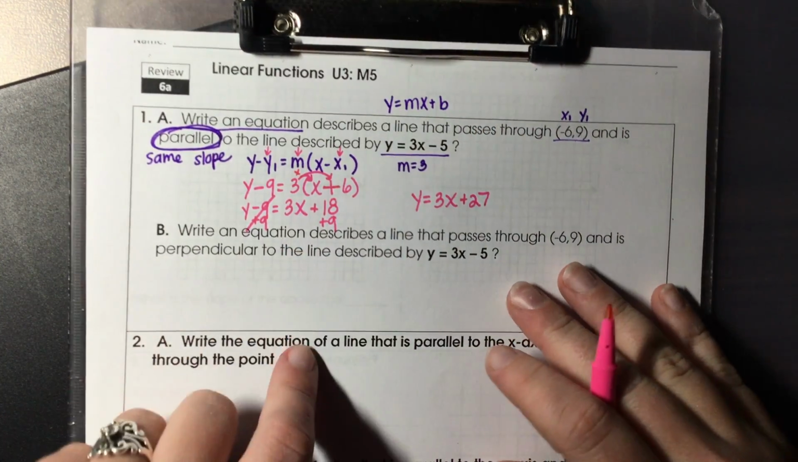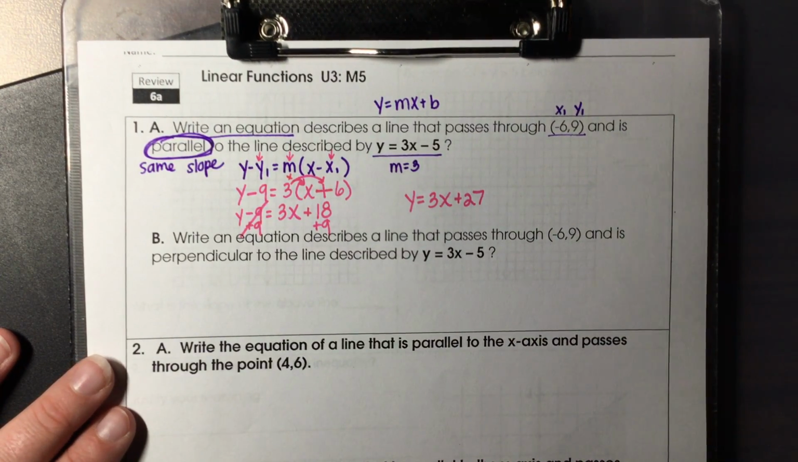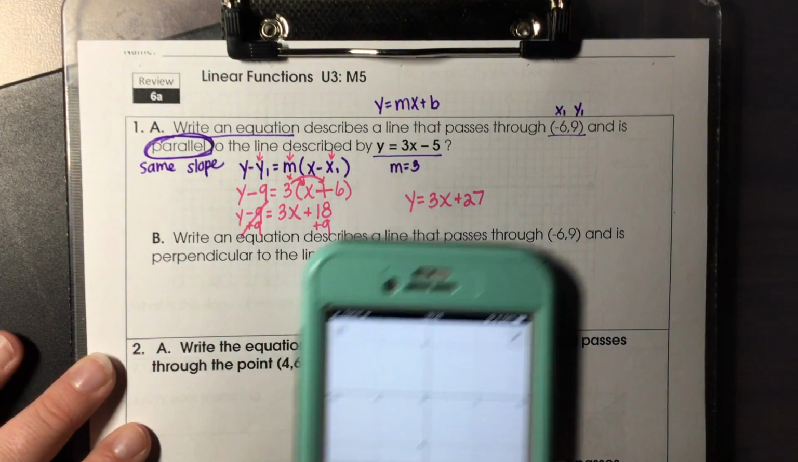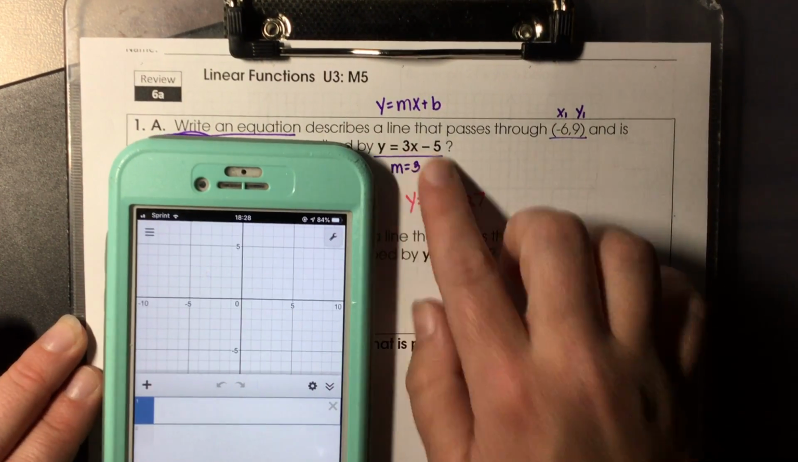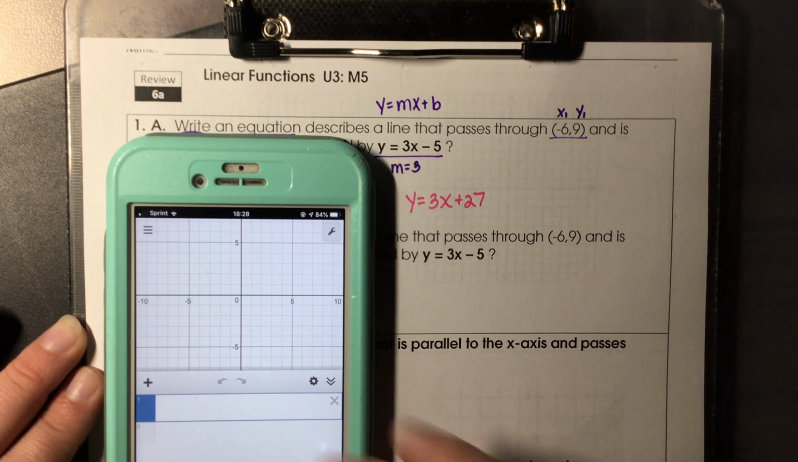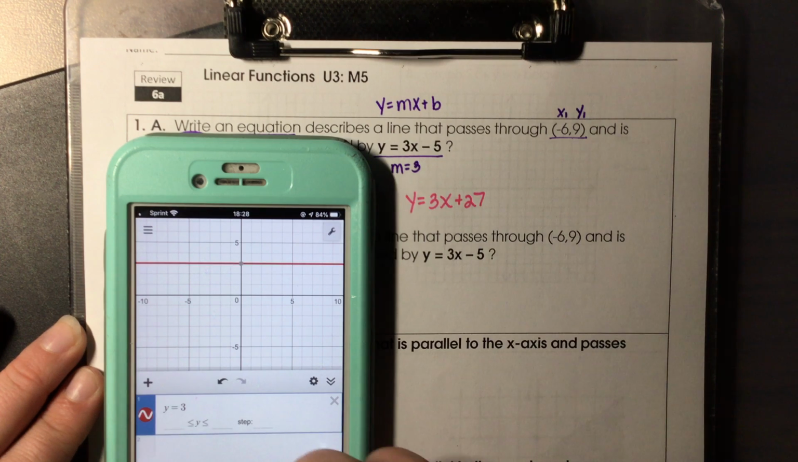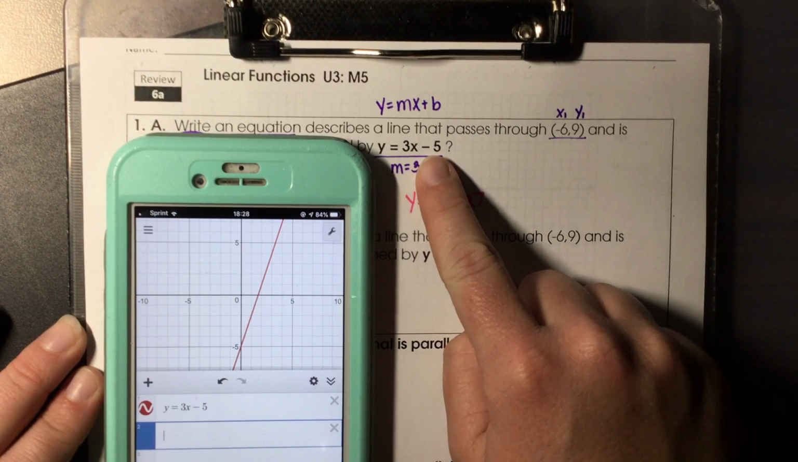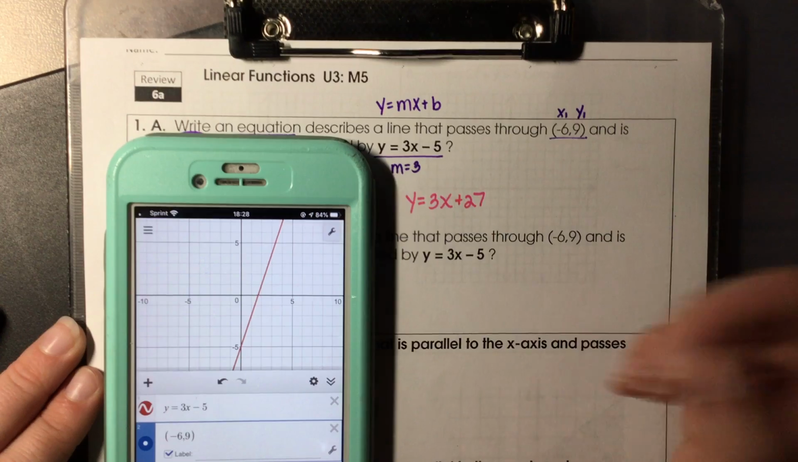Okay, we're going to go ahead and check, though, to make sure that these are parallel lines, and it goes to the point -6, 9. All right, so here we go. I have the line y equals 3x minus 5. That's the line given to me. Now I'm going to plug in my point. So the point is -6, 9, and I'm using Desmos to check. I can go ahead and label that point.